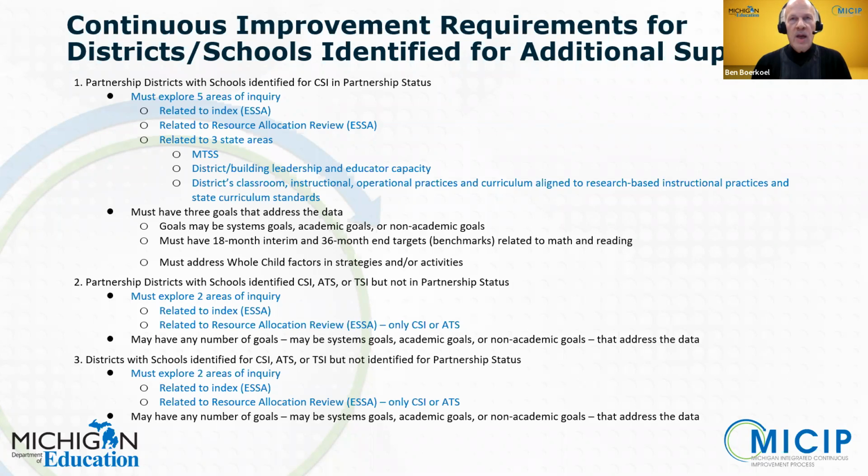And then the third area are schools that are identified for CSI, ATS, or TSI, but not in any kind of partnership status. So again, the first one, actually, the school is in partnership status. The second, part of a partnership district, but not in partnership status. Then the third one, not in a partnership district and not in partnership status. And if you have more questions about that, you can certainly ask.